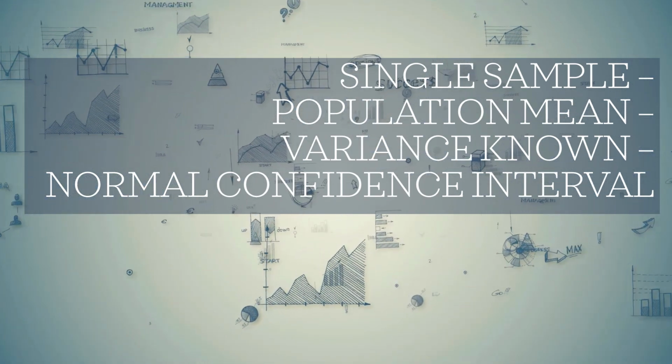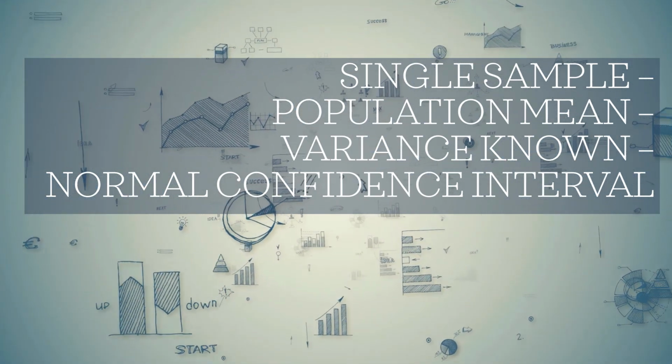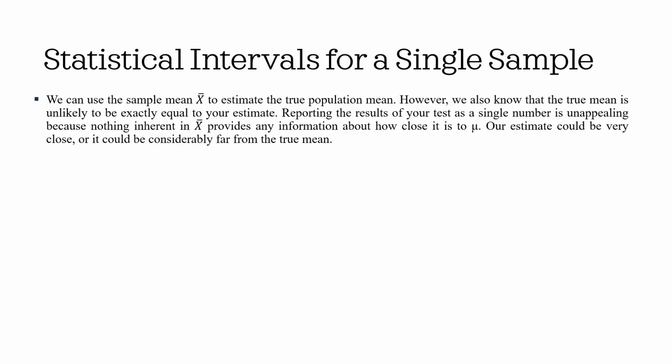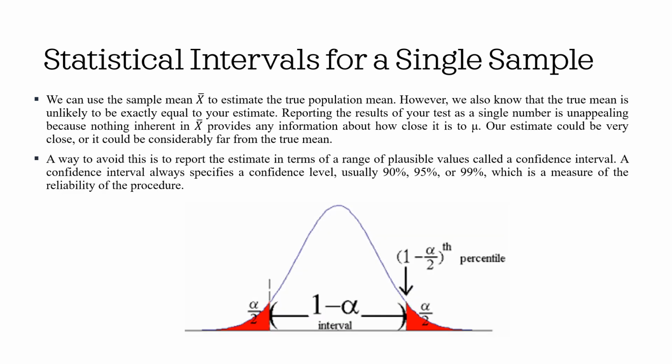Here, we will talk about normal confidence interval on a single sample. As we know with the point estimators, the true mean is unlikely to be exactly equal to your estimate, and they cannot tell us how far we are from the actual parameter. Here, we will look into how to use probability distributions to define confidence intervals.